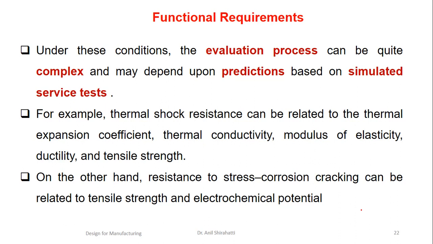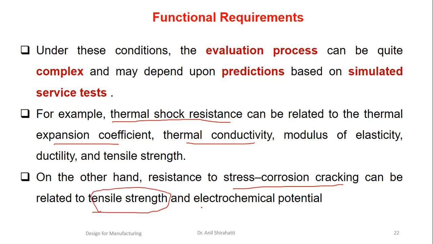For example, in case of thermal shock, I have to link the thermal shock resistance to the thermal conductivity and the expansion coefficient of the material. Definitely in some cases, the resistance to stress corrosion cracking can be related to the tensile strength under electrochemical potential. So I can create a corrosion type of environment at the laboratory level.